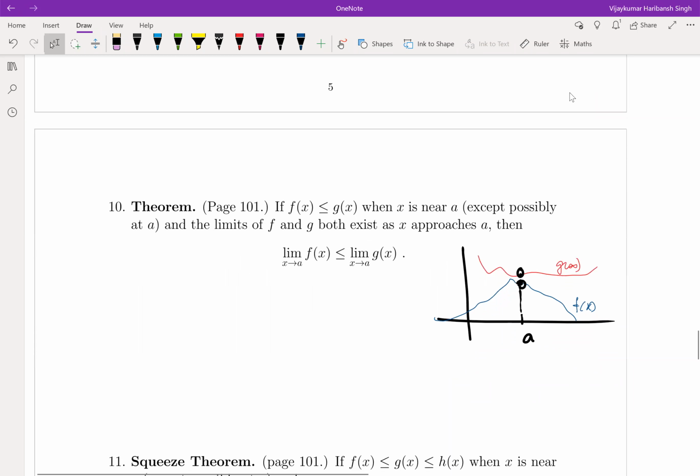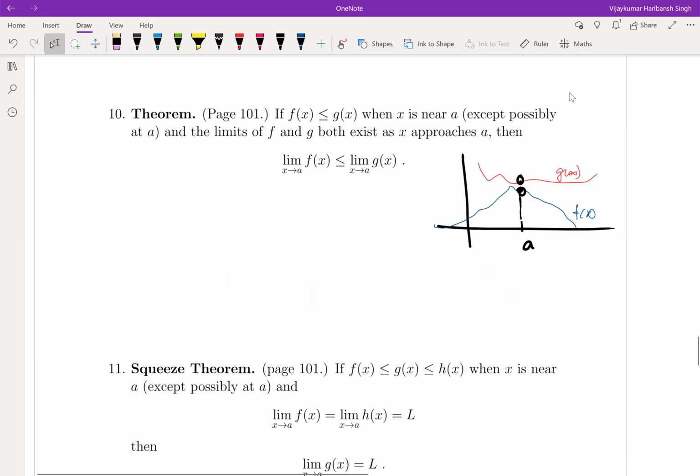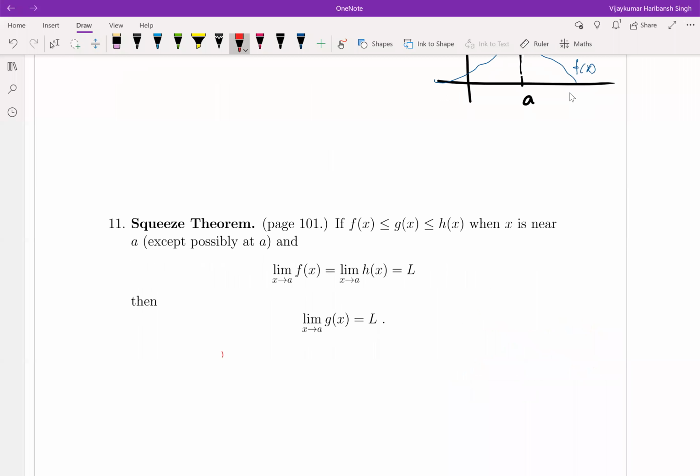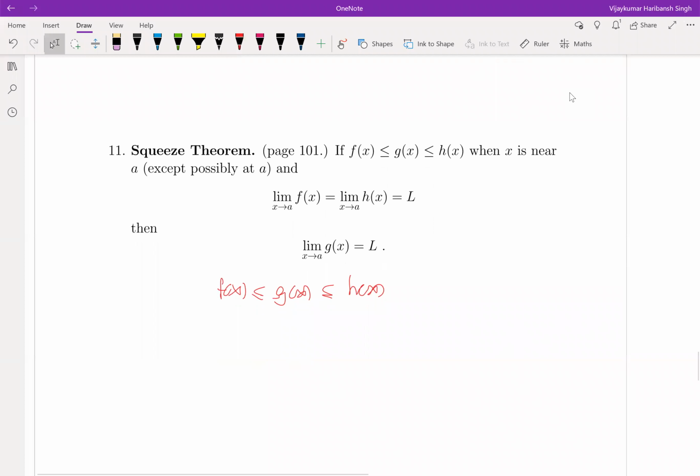Now, this innocent looking theorem has a very powerful implication. One of them is what is called the squeeze theorem. So the squeeze theorem tells you the following. Now instead of two functions, you have three functions. You have f of x less than or equal to g of x less than or equal to h of x. And suppose the limit of f and the limit of h both go to L as x goes to a. Then g of x has to go to L as well as x goes to a, because it's kind of squeezed in between these two limits. So this theorem is called the squeeze theorem or sandwich theorem.